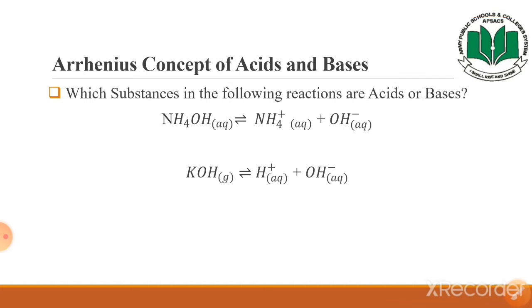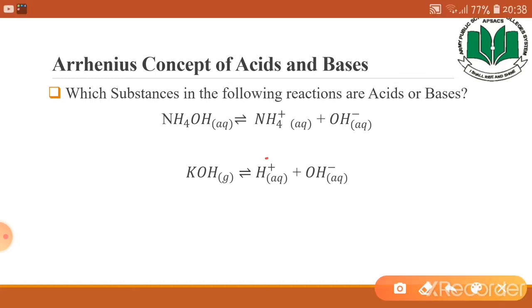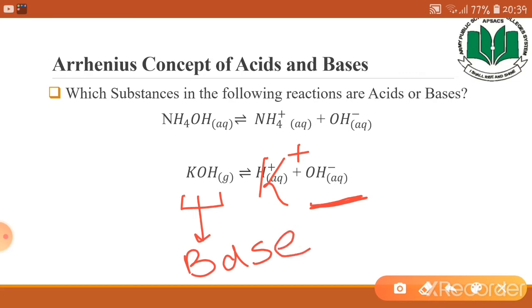In the second example, we have potassium hydroxide that, when dissolved in water, results in the formation of potassium ion and the hydroxide ion. So here you may observe that within the aqueous solution there is an increased concentration of hydroxide ion, and because of this increased concentration of hydroxide ion, we are referring to this potassium hydroxide as a base here. So ammonium hydroxide and potassium hydroxide are both Arrhenius bases.